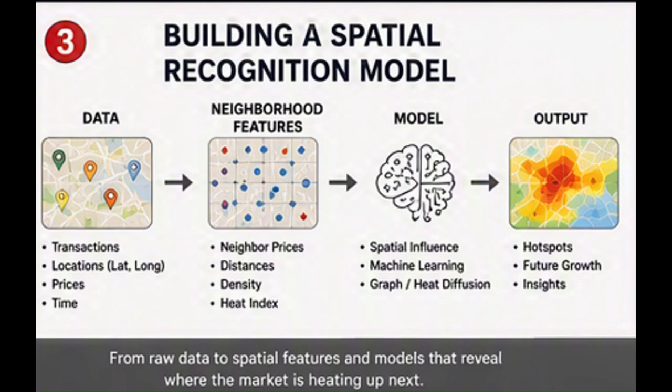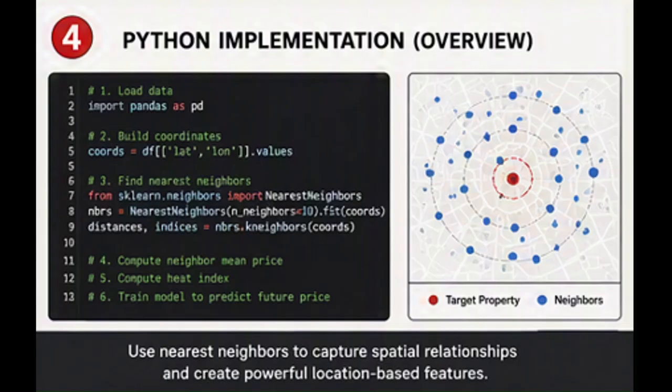Now, how do you calculate which areas are high in property value? There are a couple of models, in fact. There is something known as the spatial recognition model. We use neighborhood features that makes use of latitudes and longitudes as well as nearest neighbor machine learning models. These are further explained in our other videos, in fact. And using these models, you can calculate hotspots with high levels of property prices. So from raw data to spatial features and models that reveal where the market is heating up next.